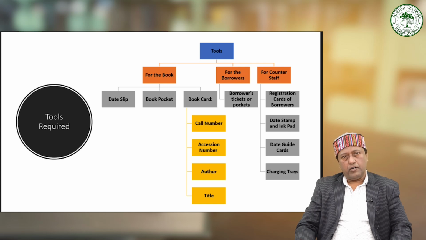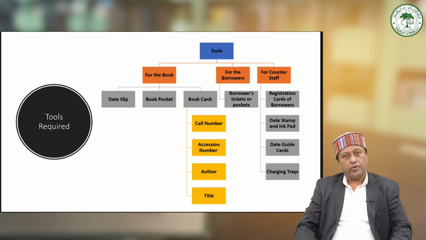What the person will be having is the registration card of the borrower, that is, your library membership card, and then a due date stamp. The person sitting at the counter should have a due date stamp, because ultimately he has to stamp in two places. Why am I saying two? Because one stamp has to be on the book card and the second stamp has to be on the due date slip. So bare minimum, two due date stamps are required.